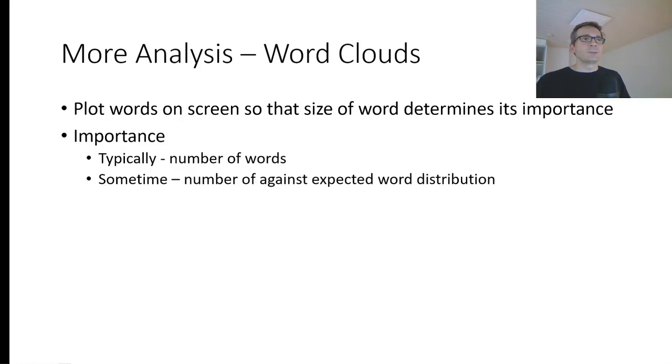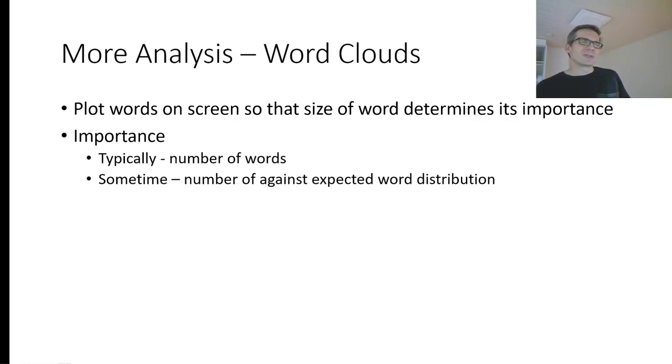Okay, in this week we will continue with the analysis using the same data as last week, and we will start out by plotting word clouds. Now what are word clouds? They are basically plots on screen so that the size of the word determines its importance. And in a typical case, this importance is the number of occurrences this word has in a particular text or in a set of documents.